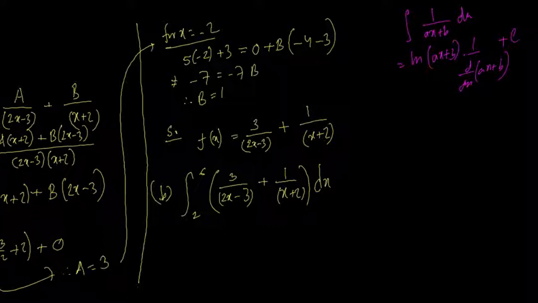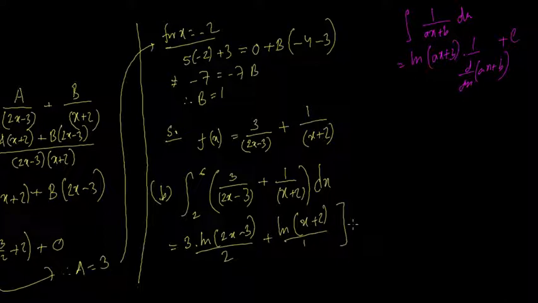For this particular sum, so what we need here, the 3 would be here, constant. So 1 by 2x minus 3 is ln of 2x minus 3 divided by the chain rule. The derivative of 2x minus 3 is 2, plus ln of x plus 2. The derivative of x plus 2 is 1 and the limit is 2 to 6. So that's how we do it.